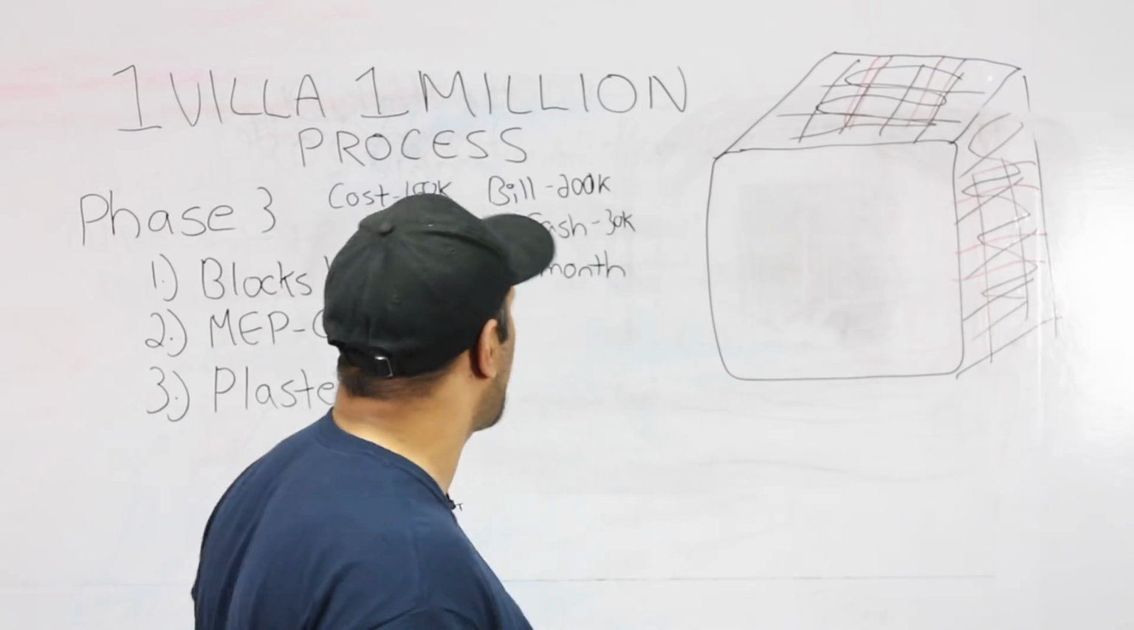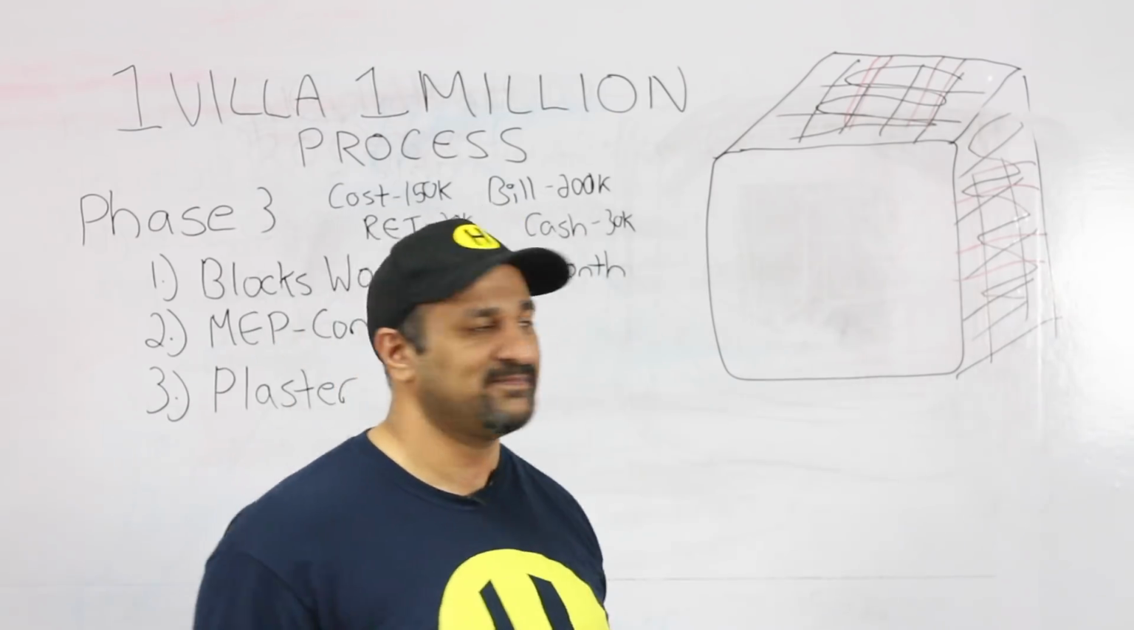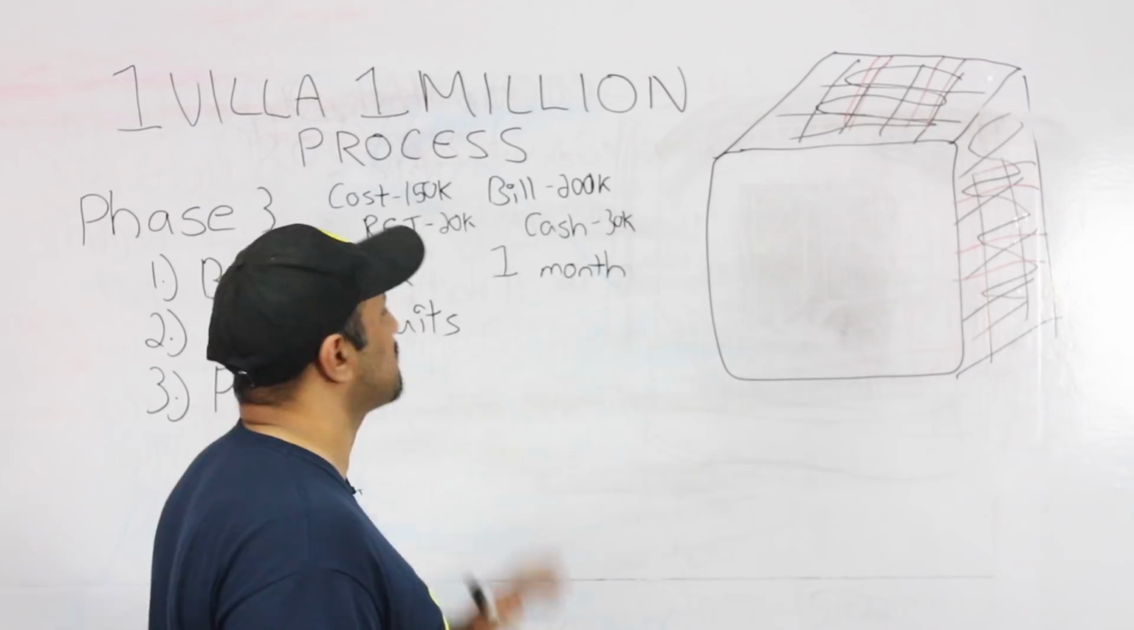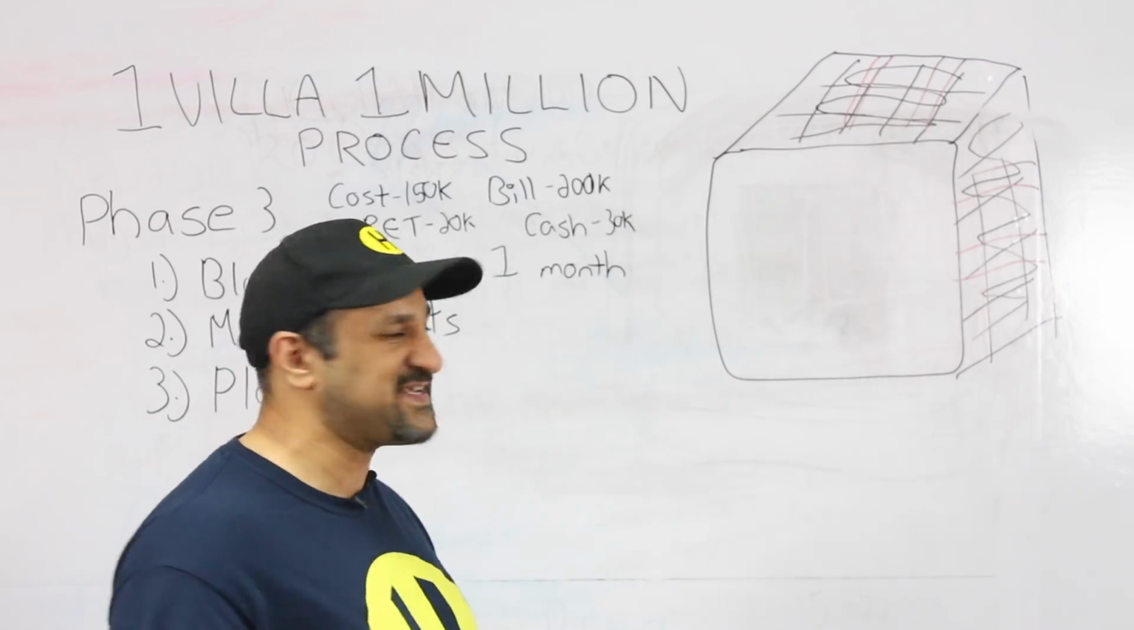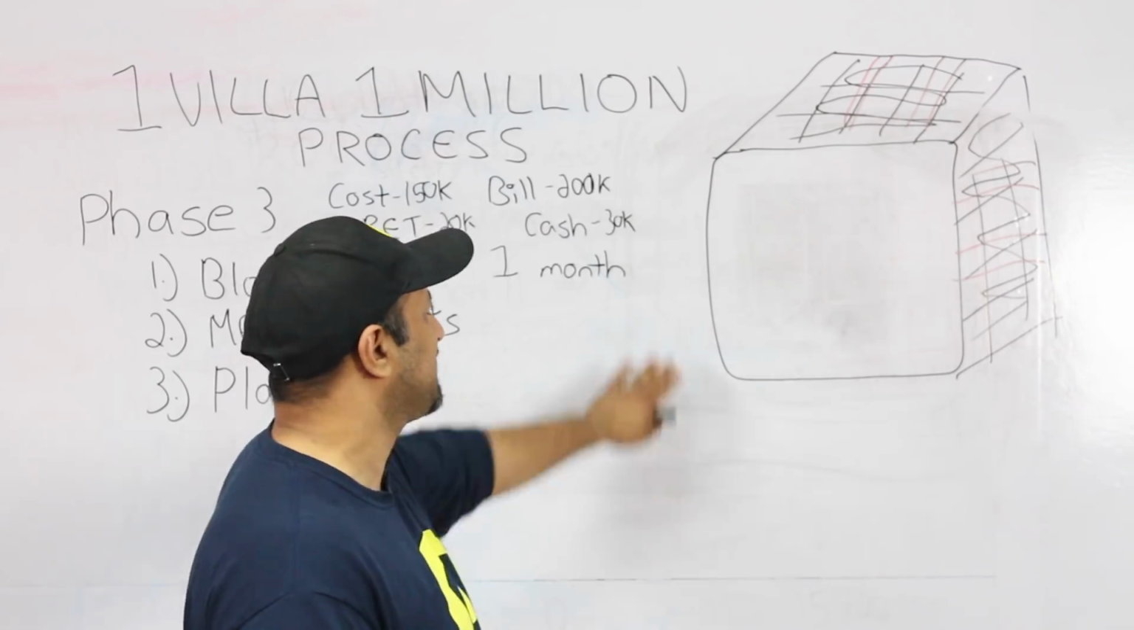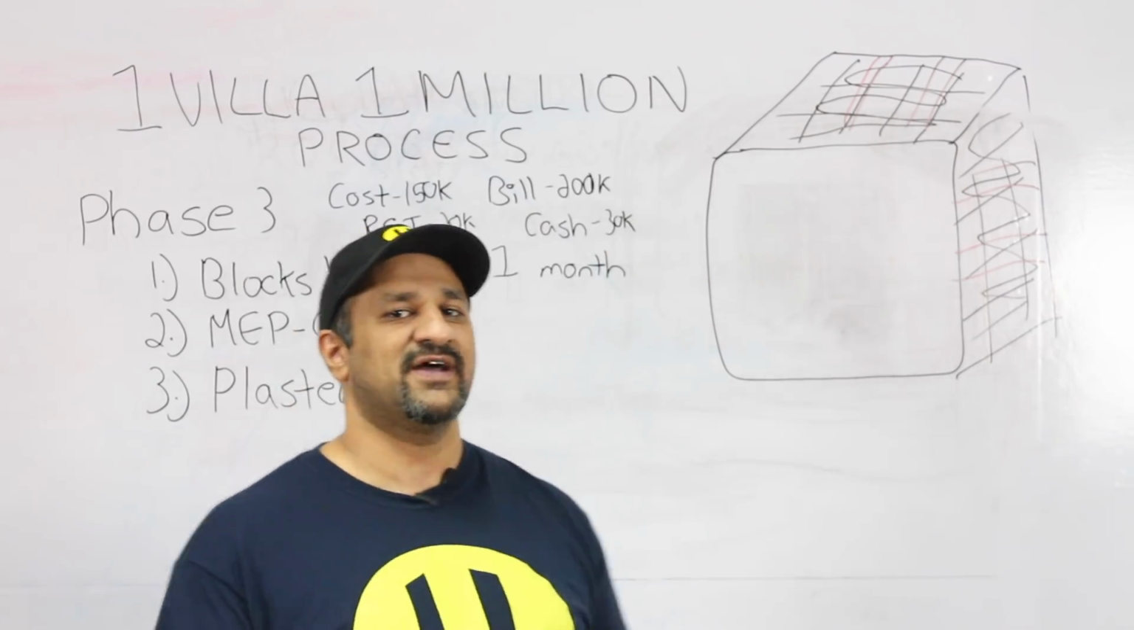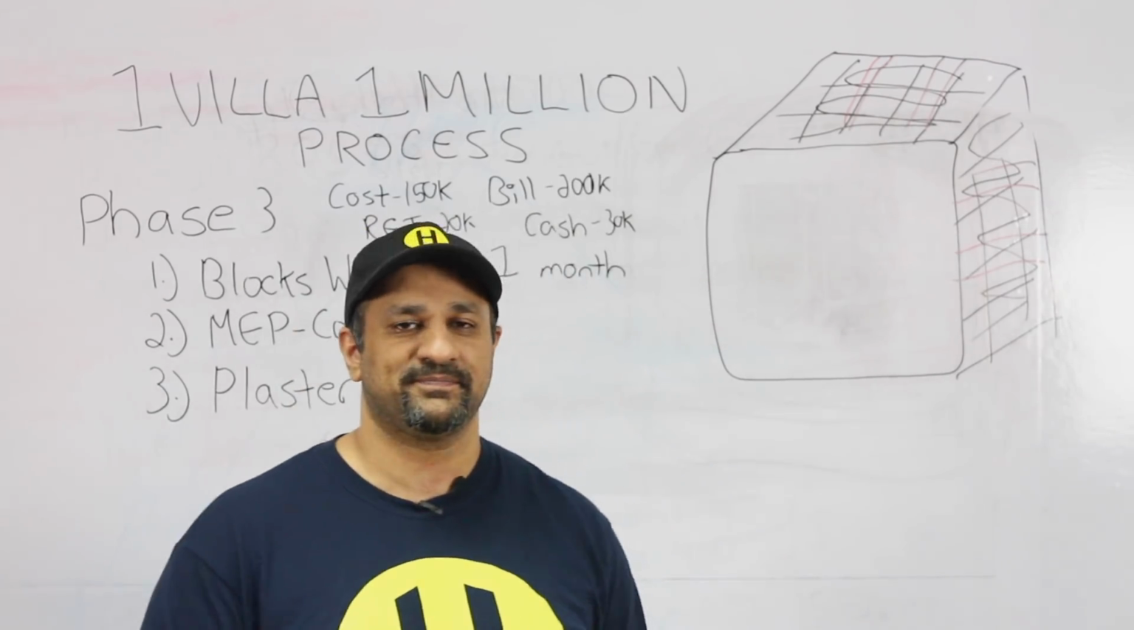Now in phase 3, the time duration is basically 1 month. The actual cost is around $150,000. The bill is submitted for $200,000. The retention is $20,000, and then the cash is $30,000. And we're done phase 3. Now let's go to phase 4.